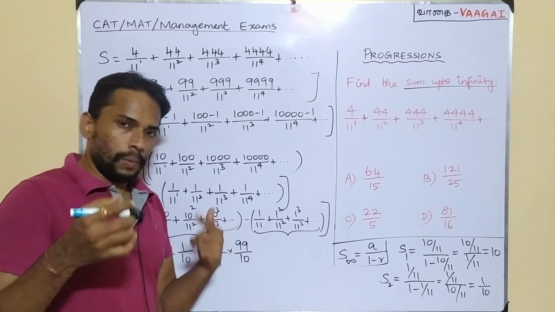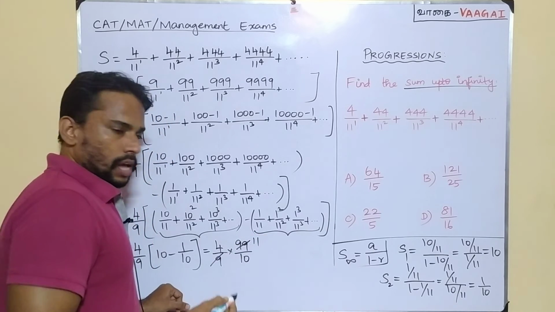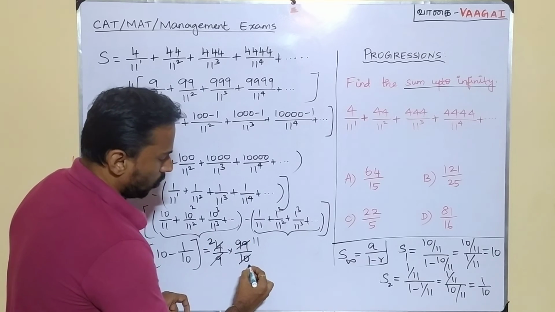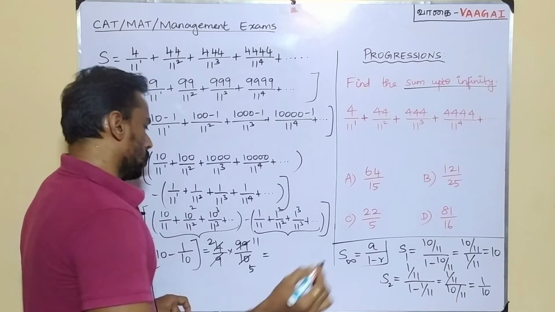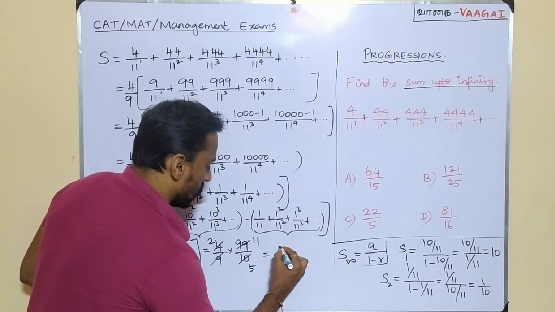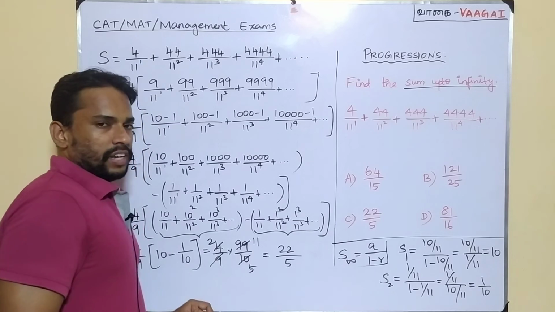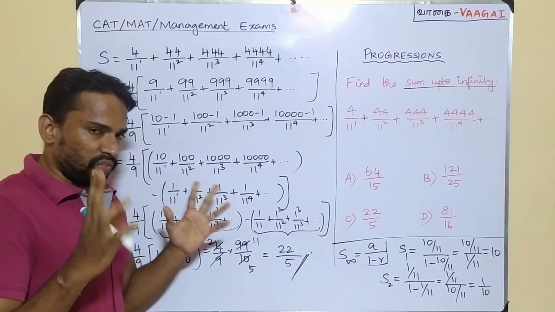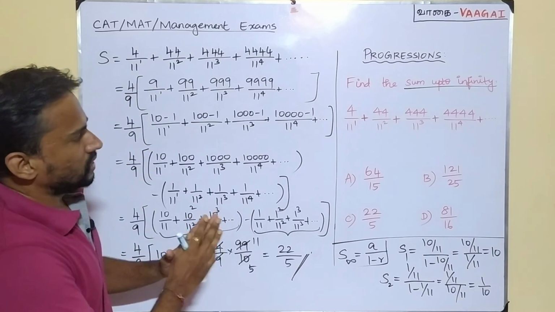Once again we can simplify this. I can cut the 9 and 99, 11 times. Next I can cut the 4 and 10: 2 twos are 4 and 2 fives are 10. Hereafter we will not be able to cut with any numbers. So finally we are left with 2 into 11, which is 22, divided by the denominator 5. So 22 by 5 is the most simplified answer for this infinite series.